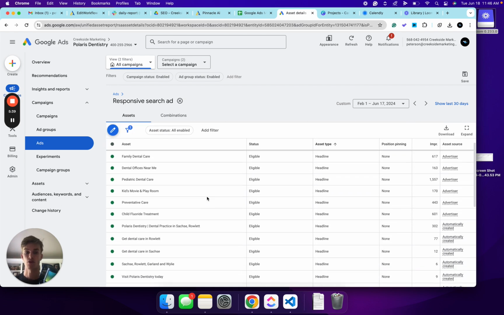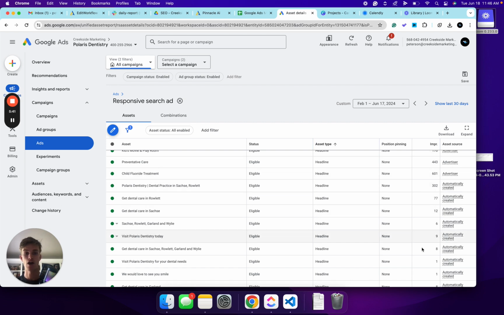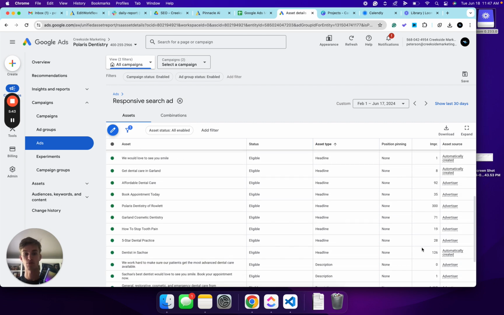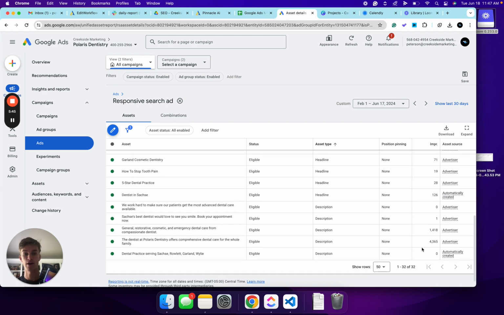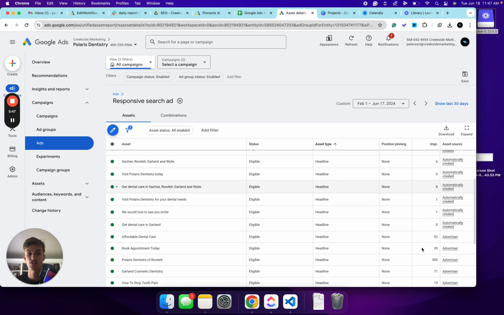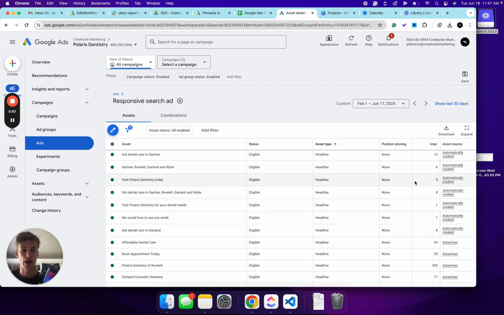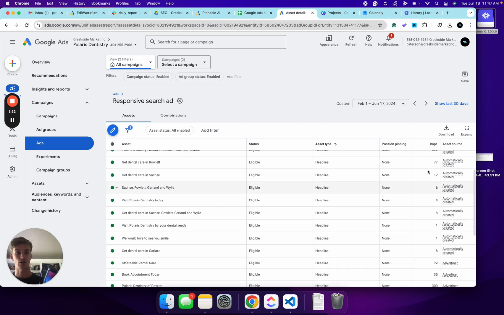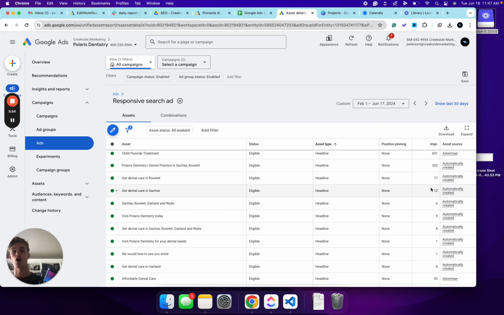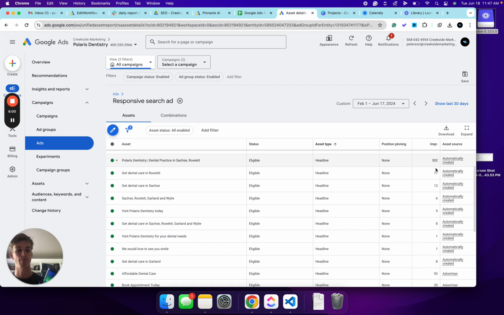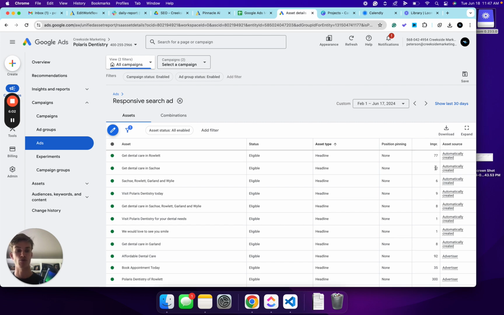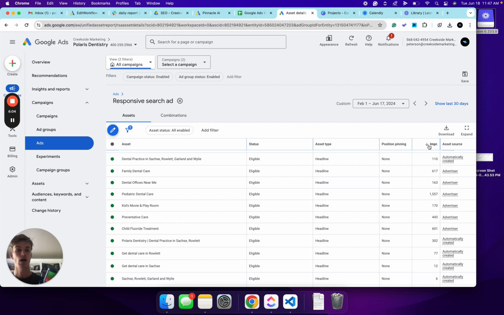And the reason we do this over a 4-month span is so we can get a ton of impression data to see what's performing well and what is not performing well. So what we can see here is that a lot of the headlines that have been automatically created are getting almost no impressions. So that means they're not performing particularly well, but we don't necessarily need to make changes based on that.